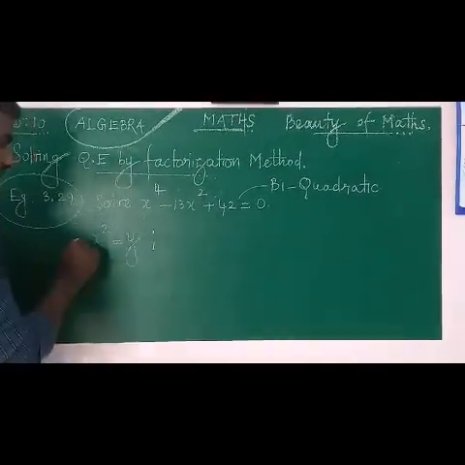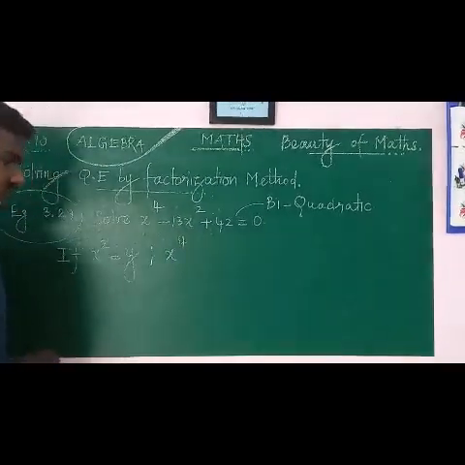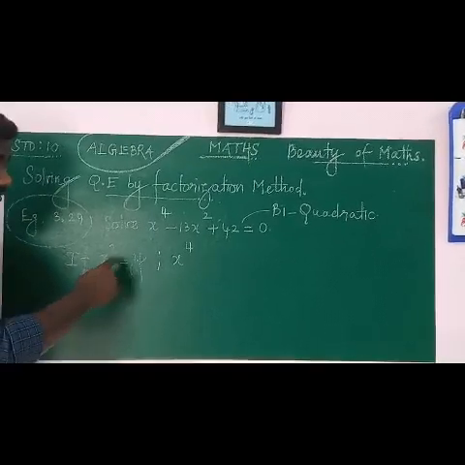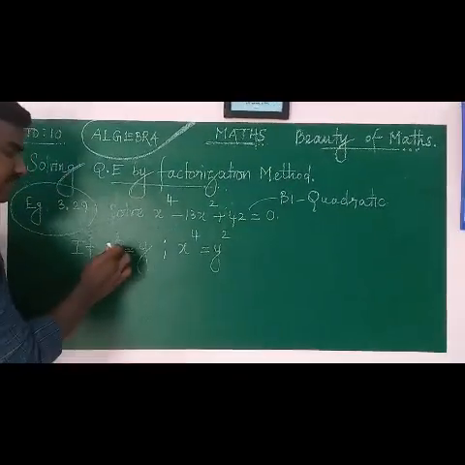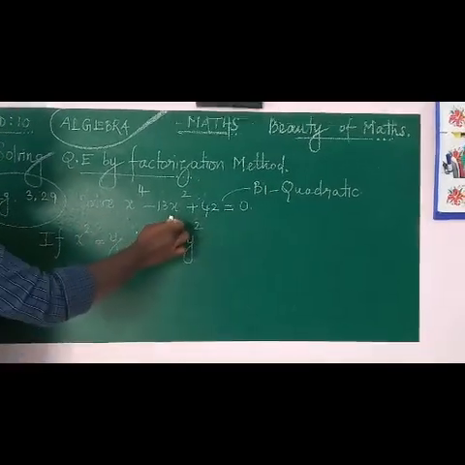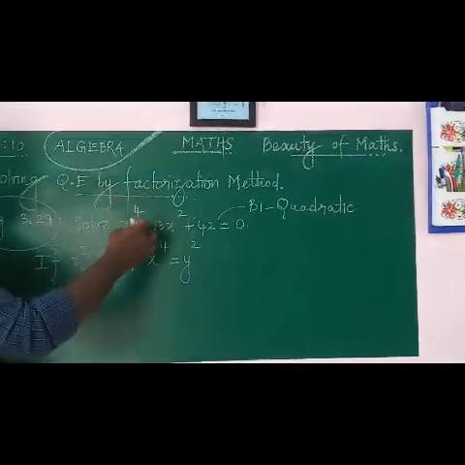If x square equal to y, what is the value of x power 4? x square equal to y. So x power 4 means that is y square. The square of x square equal to x power 4. So square of y is equal to y square. That's all. Now we replace their values.